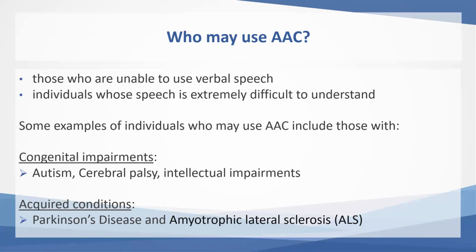And then an individual whose speech is extremely difficult to understand. This may be someone who's diagnosed with apraxia of speech. So their speech is completely unintelligible and they just need an aid, like a device or a little aid, to help them get their message across. Some examples of individuals who may use AAC are those who have congenital impairments, as mentioned before, like CP, intellectual impairments, and then those who have acquired conditions like Parkinson's or ALS. They may get that later in life and have to have some sort of device to help them communicate.